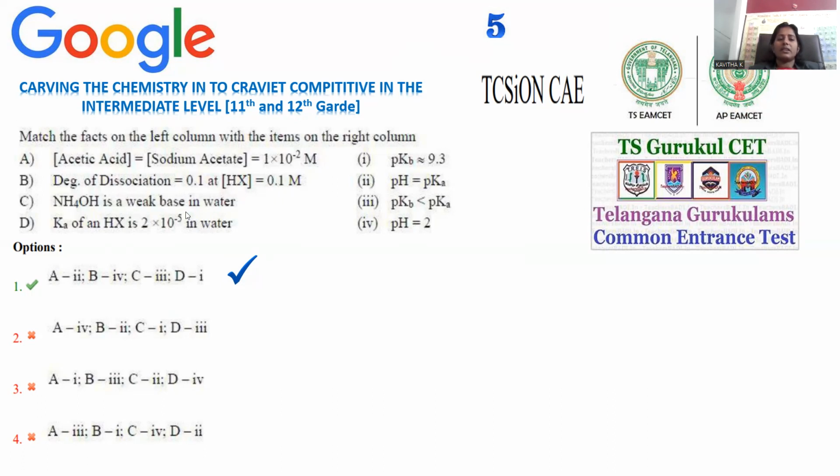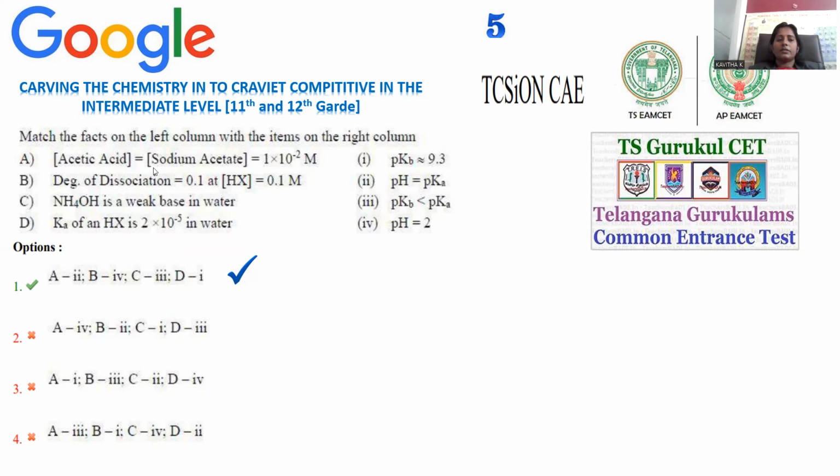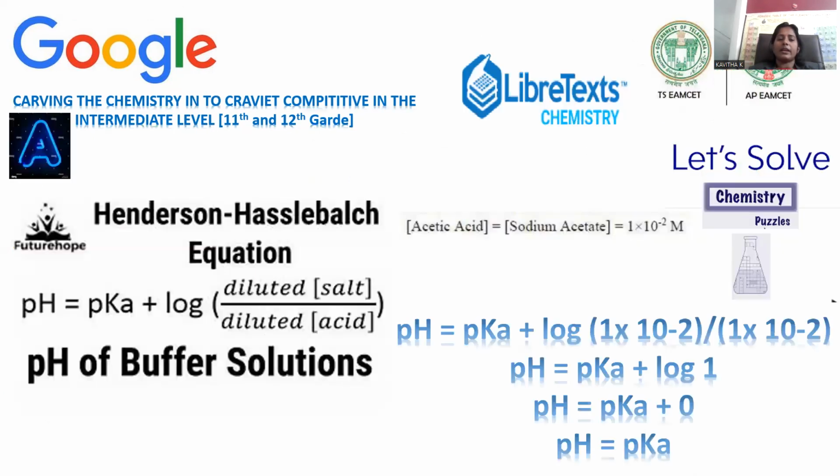Next, degree of dissociation 0.1, HX concentration is equal to 0.1 molar. Ammonium hydroxide is a weak base in water. Ka, the dissociation constant of HX, is 2 into 10 to the power minus 5 in water. These are the options given. We have to go for what answers will be exactly mapped with this one. In order to explain, we have to solve the problem one by one. We have to go for the equation for calculation of pH for the buffer solution, given by the Henderson equation.